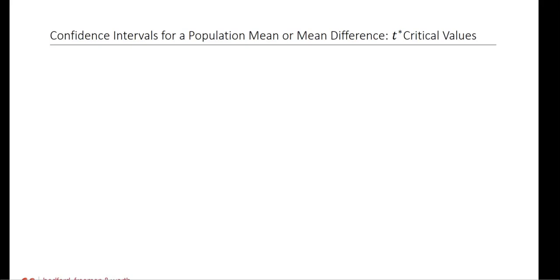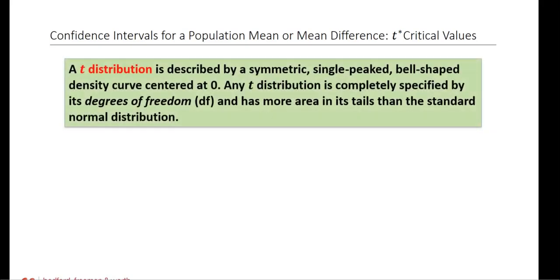So when you're talking about means, instead of doing a normal curve, we're going to do what's called a t-curve, a t-distribution. It's similar to a normal distribution. It's symmetric, single peaked, bell shaped, and centered at 0, just like a z curve is centered at 0. But it has this new thing called degrees of freedom, and that makes a big difference in the shape. It has more area in the tails than the standard normal distribution. It's best to see a picture of that, but the tails are fatter.